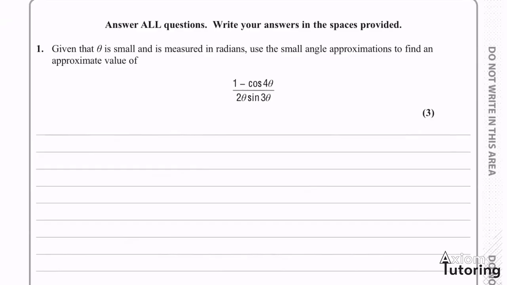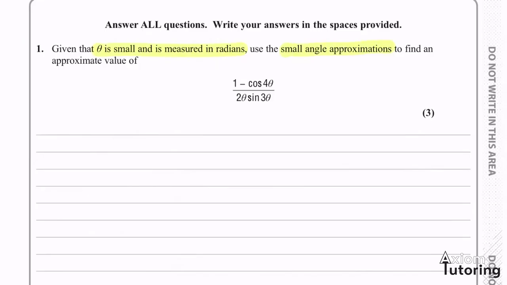So the first thing that you do is read through the question, and you can highlight any important bits of information just to help remind you of the maths that you're having to recall. So given that theta is small and measured in radians, use the small angle approximations to find an approximate value of the expression given here. So it's a trigonometric fraction.